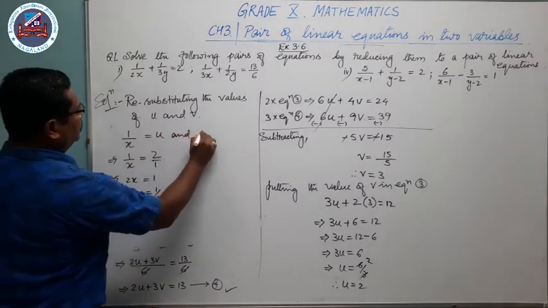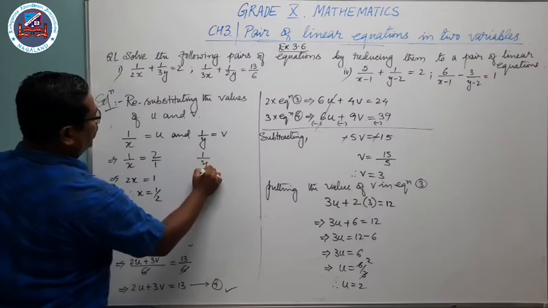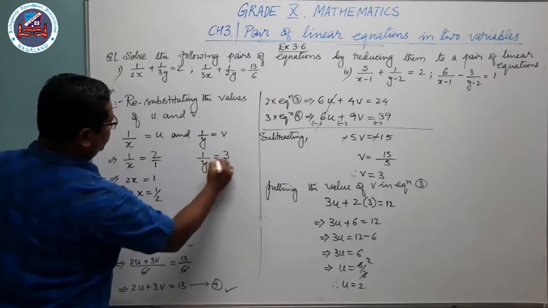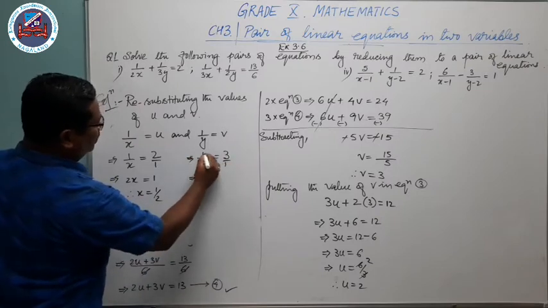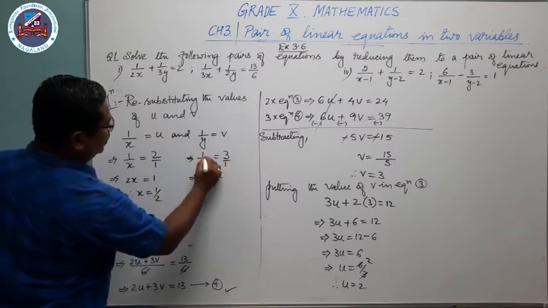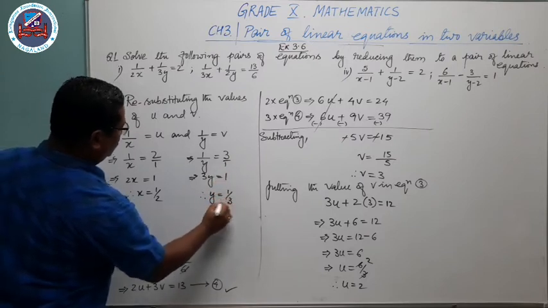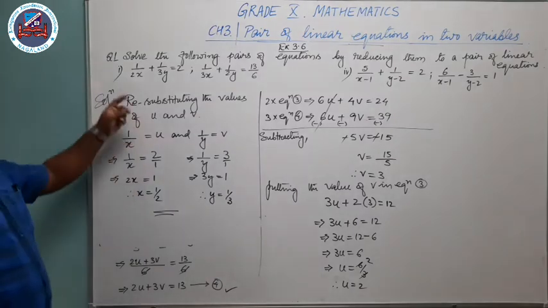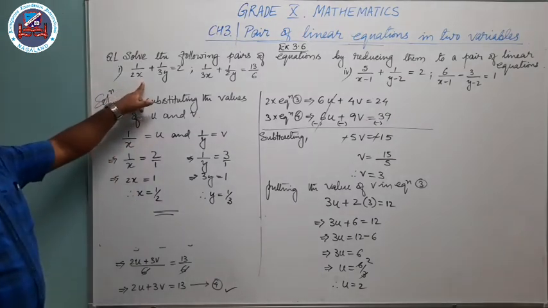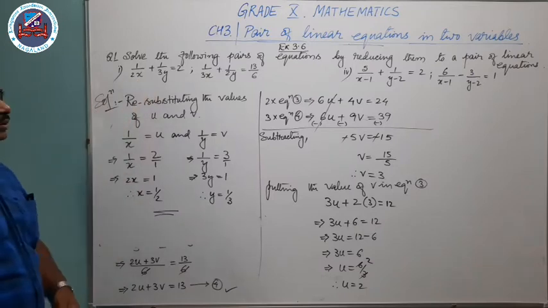And beside, 1 by y you took as v. 1 by y is equal to v, whose value is 3. Then cross multiply here also, 3y is equal to 1 into 1 is 1, therefore y is equal to 1 by 3. Like this you can solve it if the equations are not linear. If they are not linear, you can reduce them to linear equations and then you can solve them.